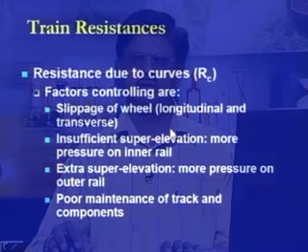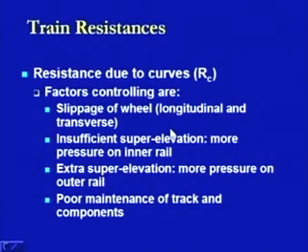Further, in the same case, there are some more factors which can create an effect in terms of the slippage of the wheel, and this slippage of the wheel may be there because of the longitudinal movement of the train, or because of the oscillations or sways in the lateral direction, that is the transverse direction. There may be an insufficient super elevation or extra super elevation being provided. In both of the cases, it is going to be harmful for the movement of the train. It may create, depending on the type of the condition, more pressure either on the inner rail or on the outer rail.